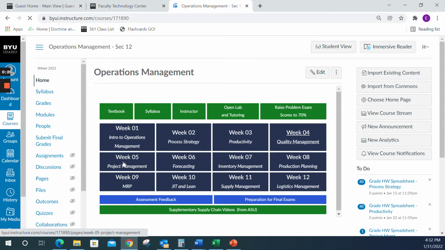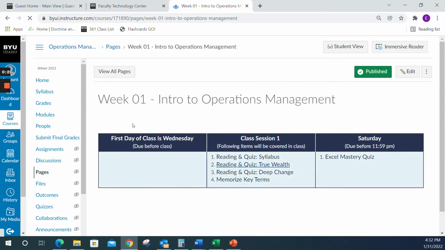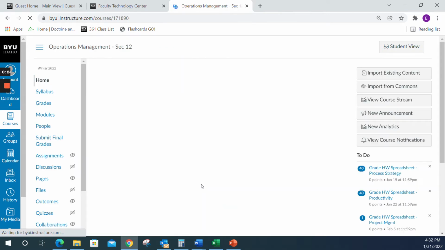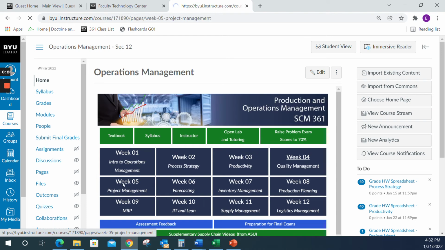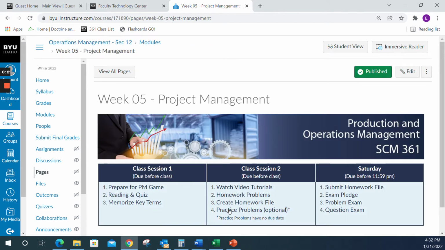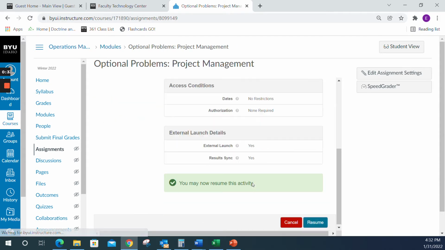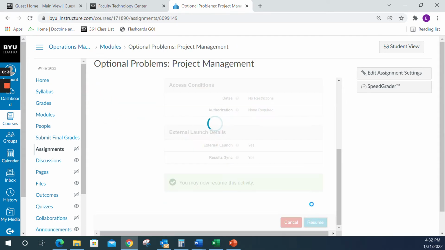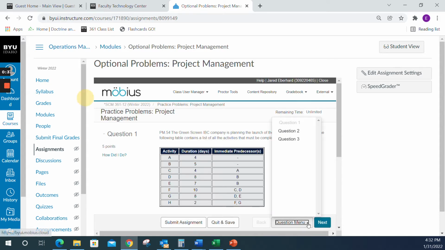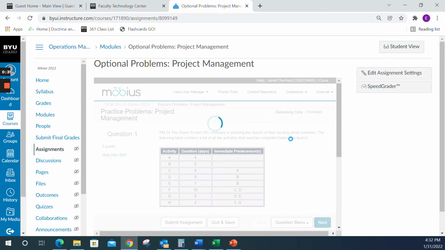So if you came into week 5 project management, instead of going into homework, if you came down to practice problems, you would find the one that I'm going to use here. It's the third problem, as there are only 3 practice problems.